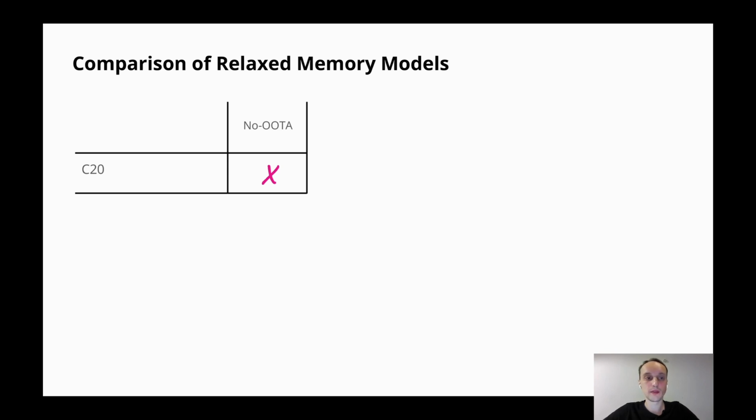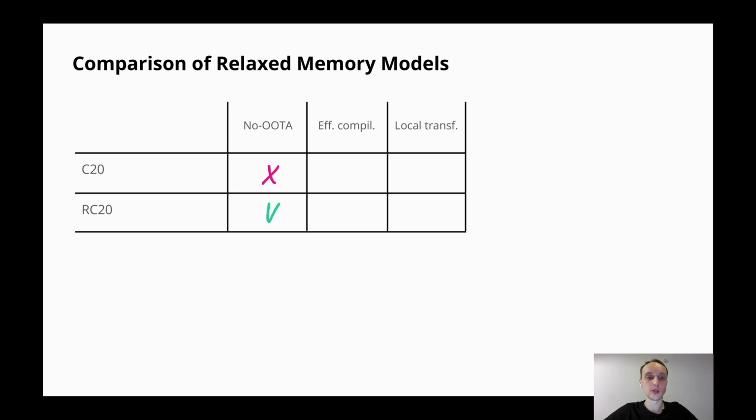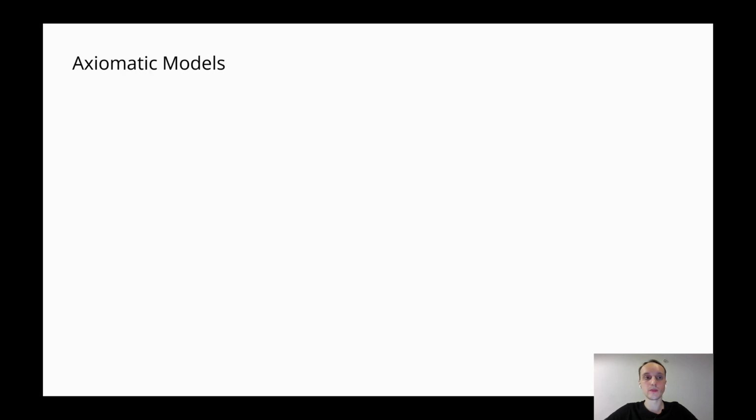In order to forbid thin air values, researchers propose to strengthen the model. The resulting model is called RC20. But it turns out this model is too strong because, unlike C20, it does not support optimal compilation mappings to hardware, and it does not support all the desired local program transformations. To see why it happens, we need to have a deeper look at the details of these models.